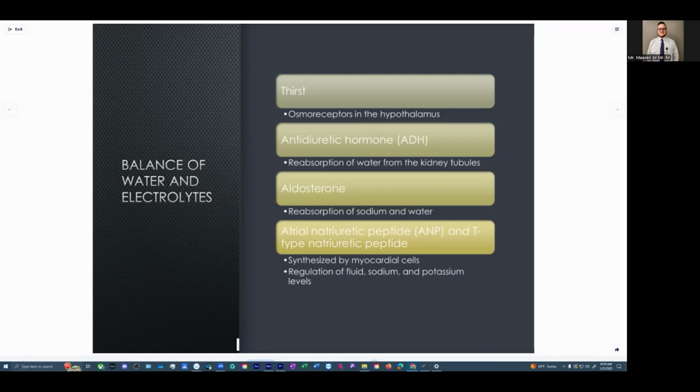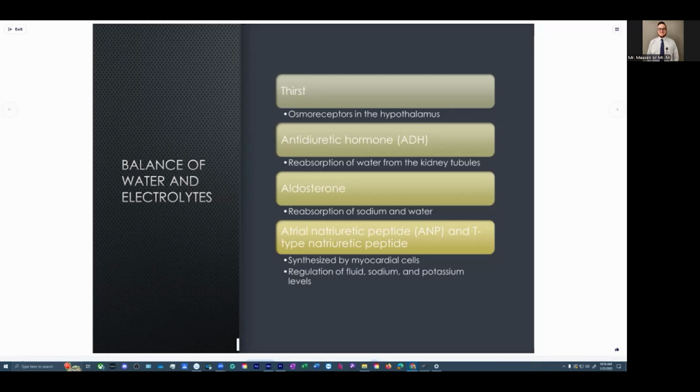Some of the big hormones involved: ADH, antidiuretic hormone. The goal of ADH is for the kidney tubules of the nephrons in the kidneys to reabsorb water, not let water go into urine. Do you remember who makes ADH? I'll give you a second to think about it.